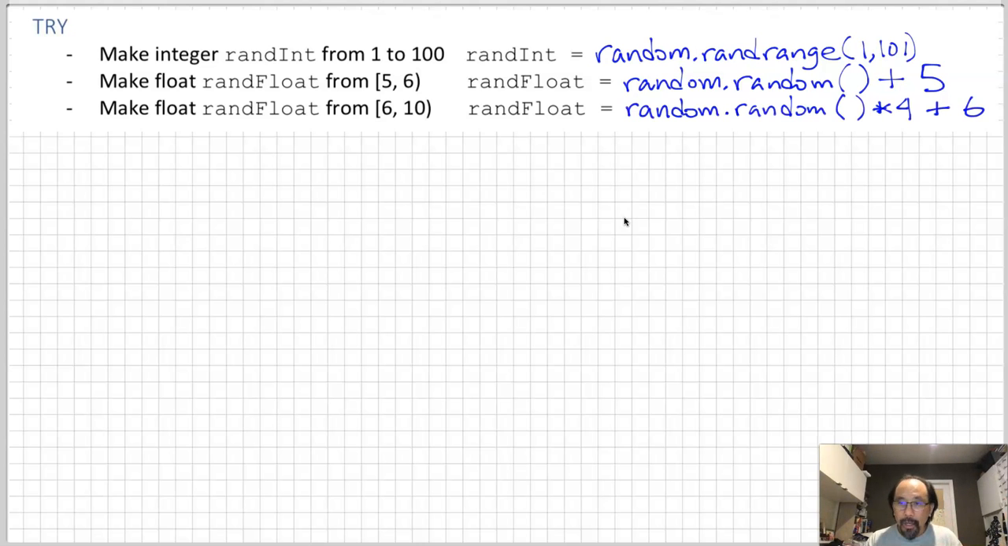The last one, this is the answer. I take the number that's from 0 to 1, I multiply it by 4, and I add 6 to it.